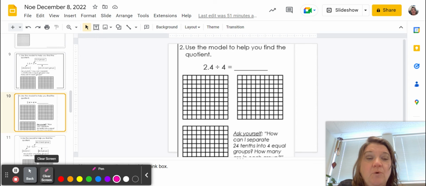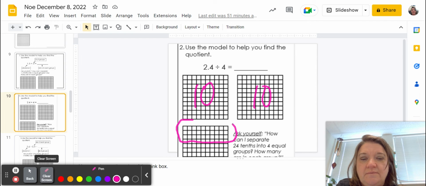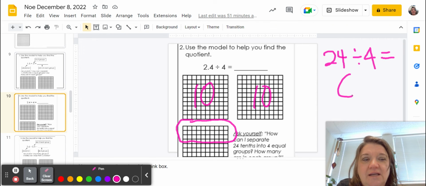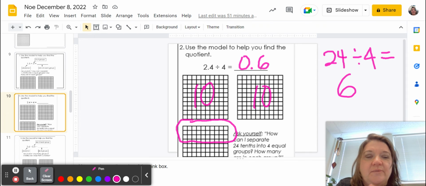Now I've got 24/10. So I need these 10, I need these 10, and then I need 4: 1, 2, 3, 4. That's 24/10. That's 1, 2, and 4/10, or 24/10. And I'm going to divide those into 4 equal groups. Well, if I did 24 divided by 4, 6 would be in each group, right? But not 6. I would have 6/10 in each group.